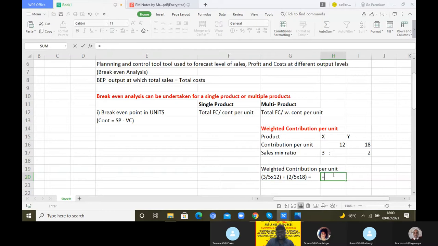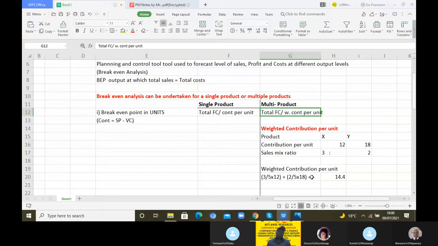So you get 3/5 times 12 plus 2/5 times 18. That's how you calculate it. So it's 14.4. 14.4 is the weighted contribution per unit. This is what you put here when you're calculating break-even point for multiple products. If there were three products, you would still follow suit. You extend your ratio to accommodate three products and still have your weighted contribution per unit. Are you getting that?